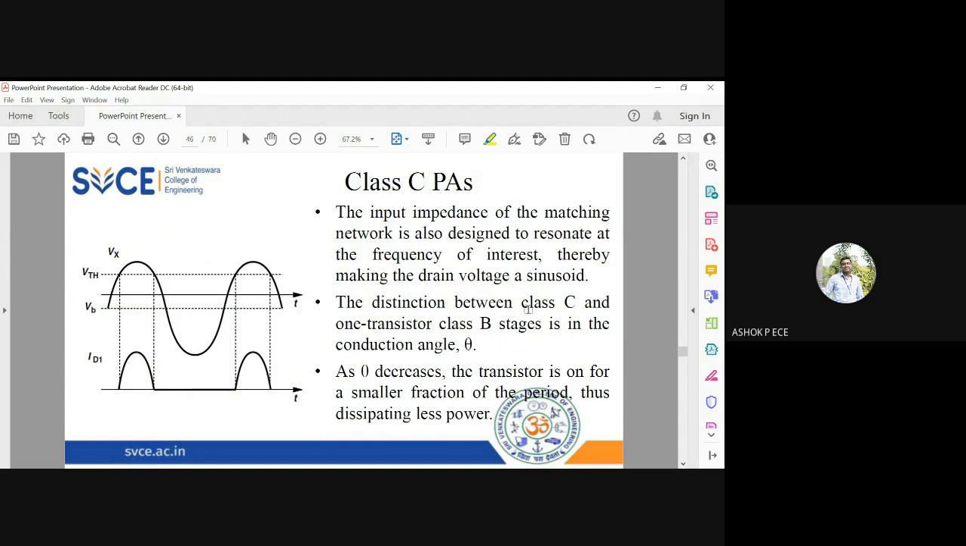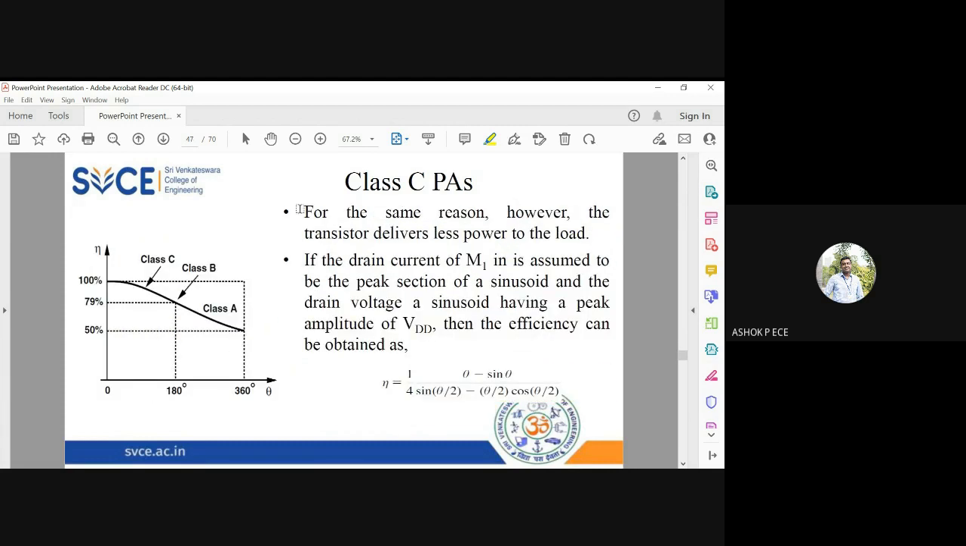So the distinction between class C and class B is the conduction angle. As conduction angle decreases, the power dissipation will reduce. And as the power dissipation reduces, the output power is going to be less. When the output power is less, the non-linearity will be high and the efficiency will be high. You can see class A stands at 50, class B stands at 75, class C stands close to 90.